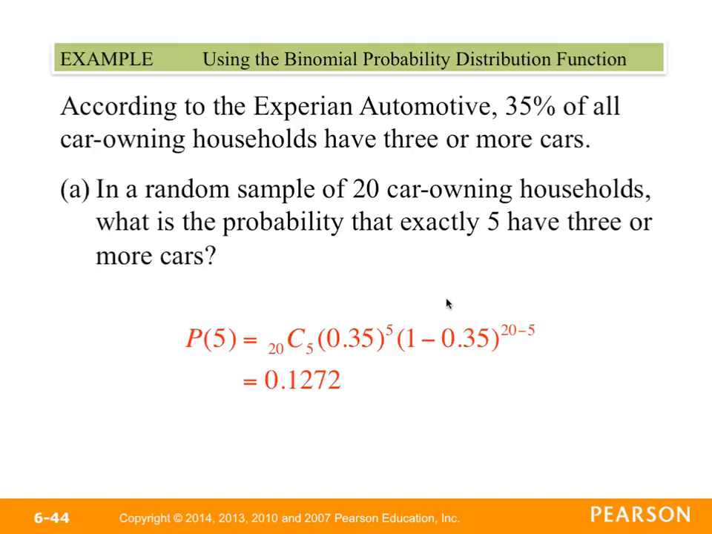So this table has all of the exact values up through n equals 20. It has, let's see, n is 2 through 10, and then it has 11, 12, 15, and 20. And then it has all of the typical probabilities.